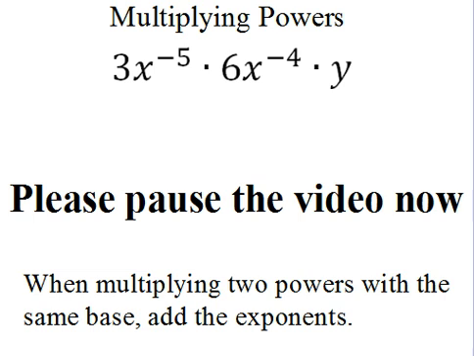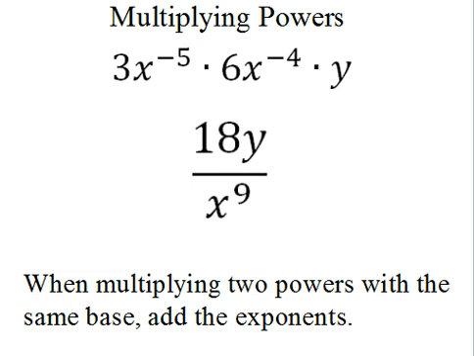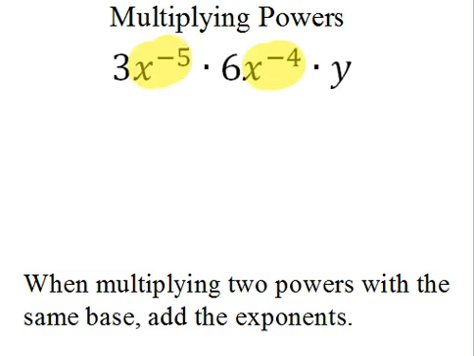Okay, welcome back. So hopefully you got a chance to go through this and got the answer 18y over x to the 9th. Now I'm going to color code these portions of this problem to help make it a little easier to see which parts we're working on. Focusing first on the powers, x to the -5th and x to the -4th. We're going to apply our rule here. Since they both have a base of x, we can just add the exponents, -5 and -4. And that's going to give us x to the -9th.